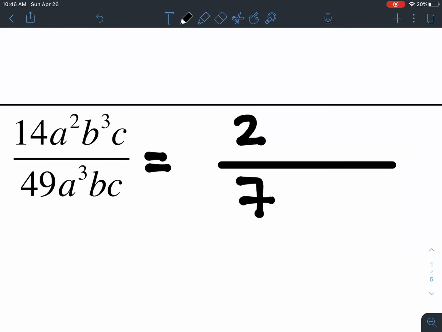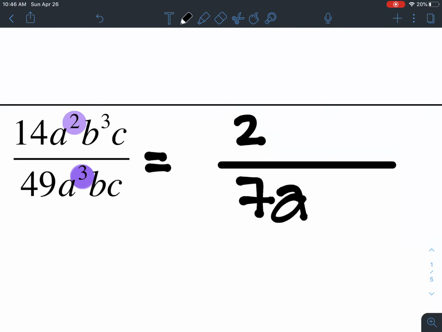Now, if you look, you have a squared on top, you have a to the third on the bottom. You're going to subtract them, all right? And because the a to the third is on the bottom, that's where the most exponents are, that's where I start, and I do 3 minus 2, which is 1, which means that a to the first stays on the bottom. So wherever the bigger exponent is, that's where it's going to stay, all right?